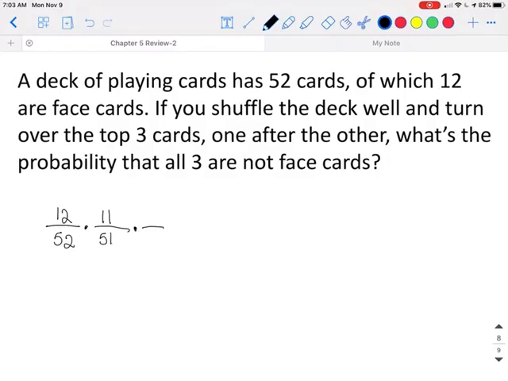Now we've already flipped over 2 cards. The number of cards still left in the deck are only 50. If we've already pulled out 2 face cards, the number of face cards that are left would only be 10. And if we multiply those together, we're going to get 1,320 over 132,600 different combinations, or the probability that the first 3 cards that are dealt are all face cards is 0.995%. So a little under 1% chance that the first 3 cards will all be face cards.